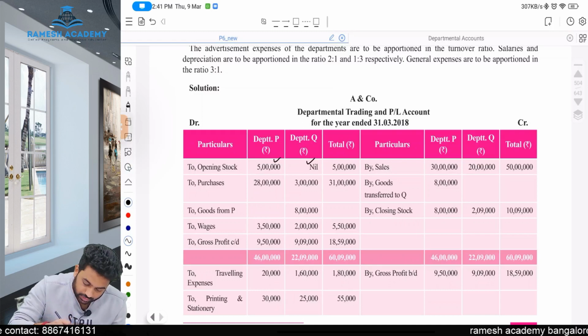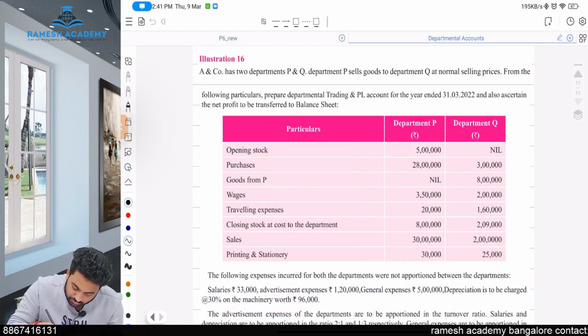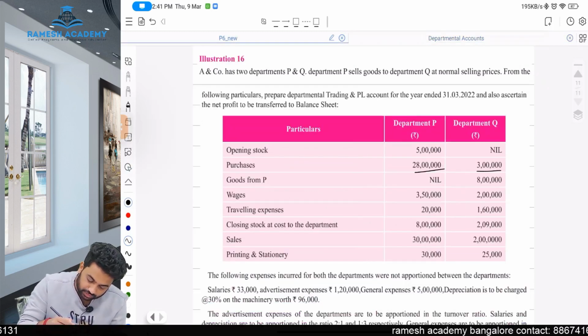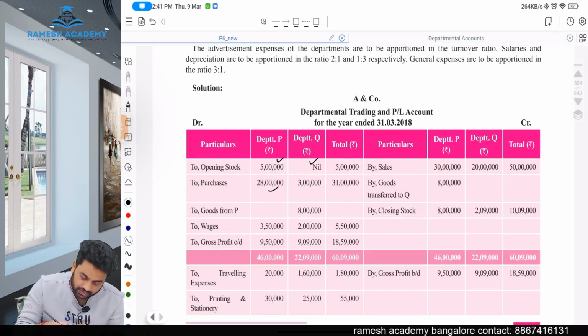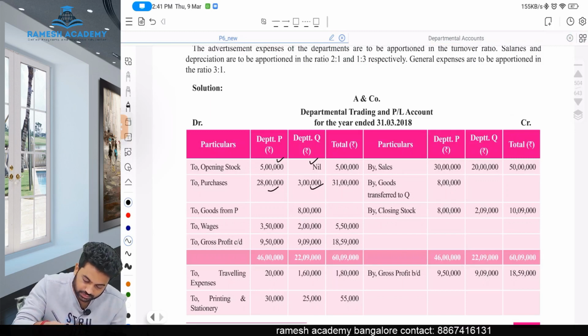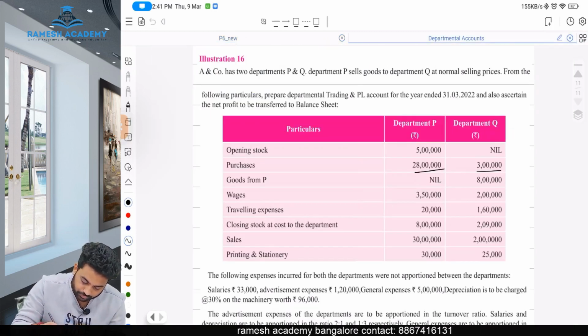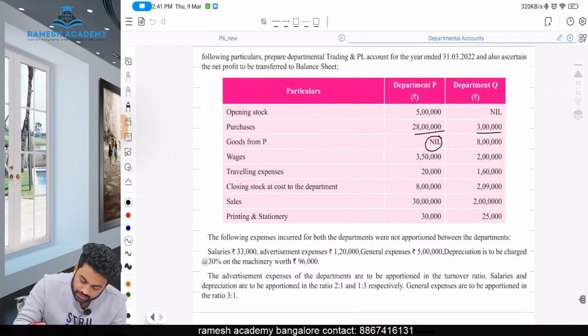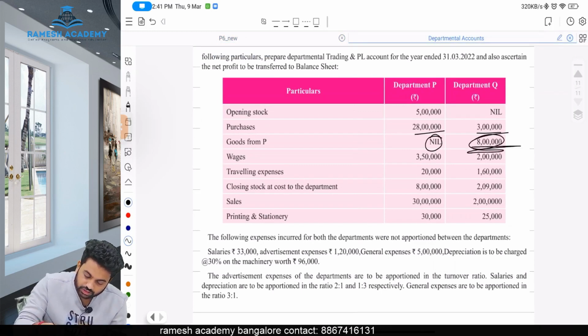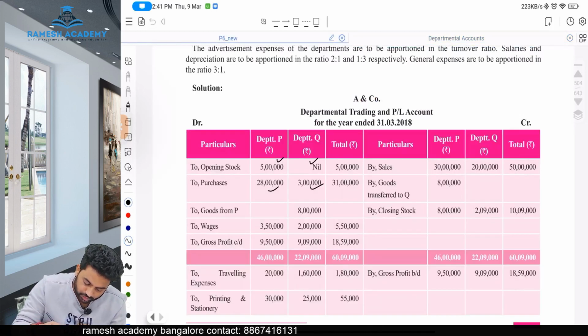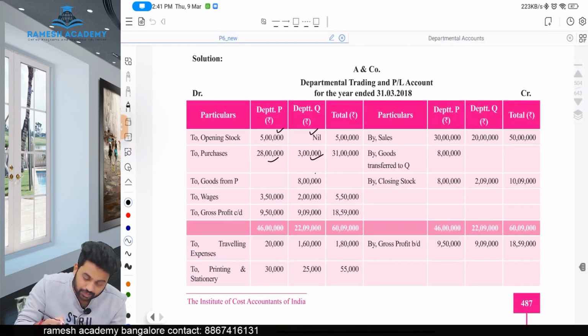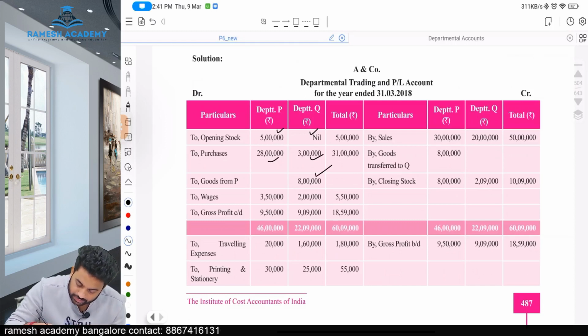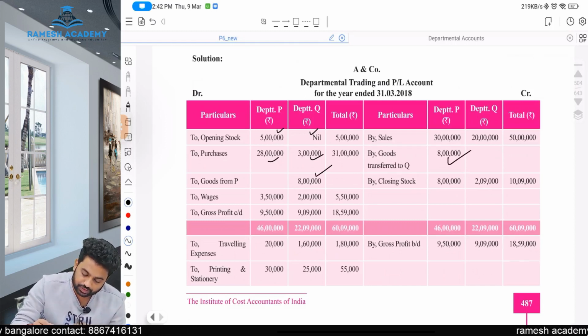Next, there are purchases of 28 lakh and 3 lakh. Next, goods from P to the Q, 8 lakh. So in the P it is the sale side, in the Q it is the purchase side. So goods from P, debit side in the Q and credit side in the P.